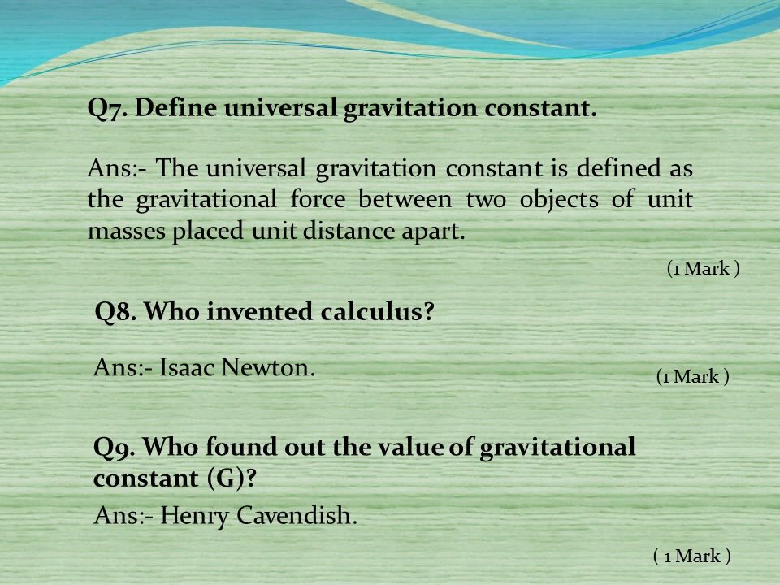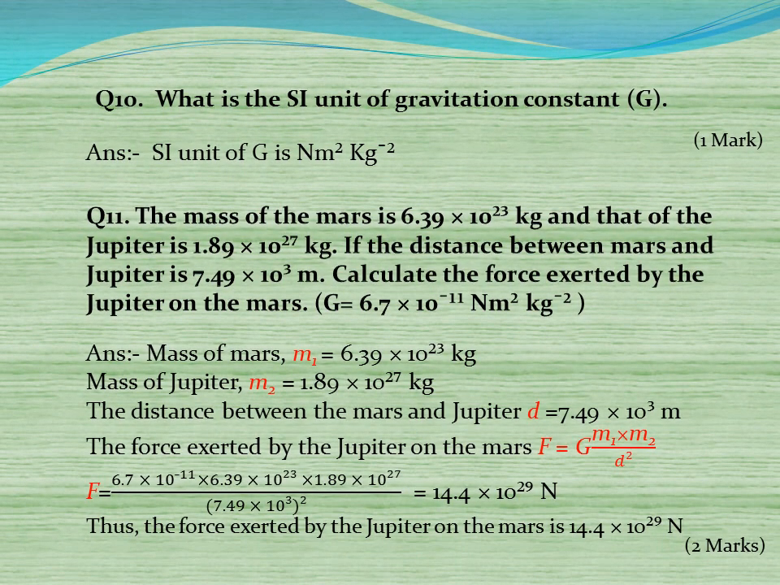Question number 9. Who found out the value of the gravitational constant G? Answer: Henry Cavendish. Question number 10. What is the SI unit of the gravitation constant? Answer: the SI unit of G is Newton meter squared per kilogram squared.